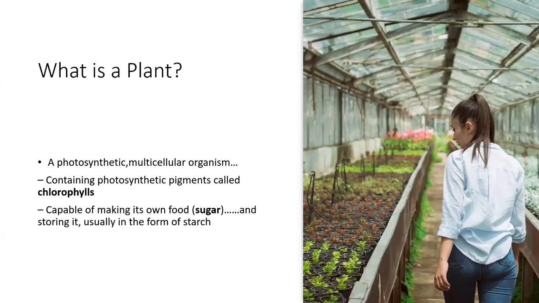All right, what is a plant? I know most of you, if you're in this group, probably know what a plant is, but just as a reminder, it is a photosynthetic, multicellular organism that contains photosynthetic pigments called chlorophyll. So a plant makes its own food. It uses the sun and chlorophyll to make sugars, okay? And those sugars are then stored and they form a starch, or eventually can form a starch.